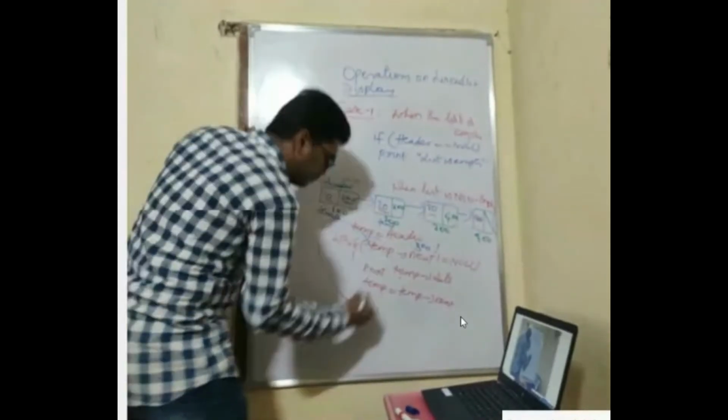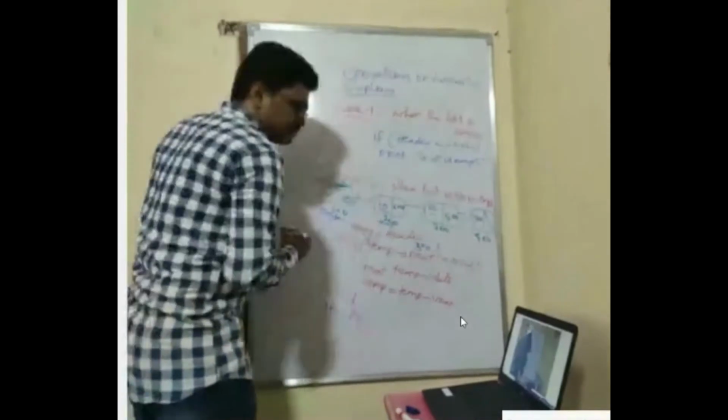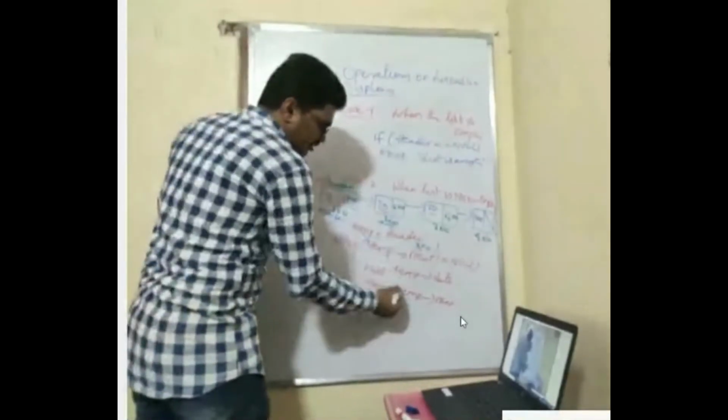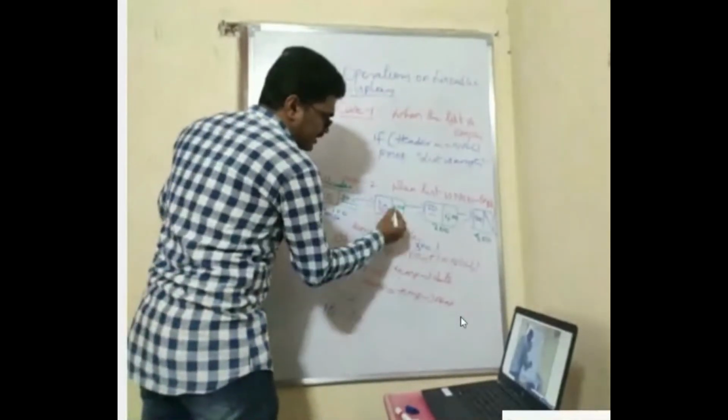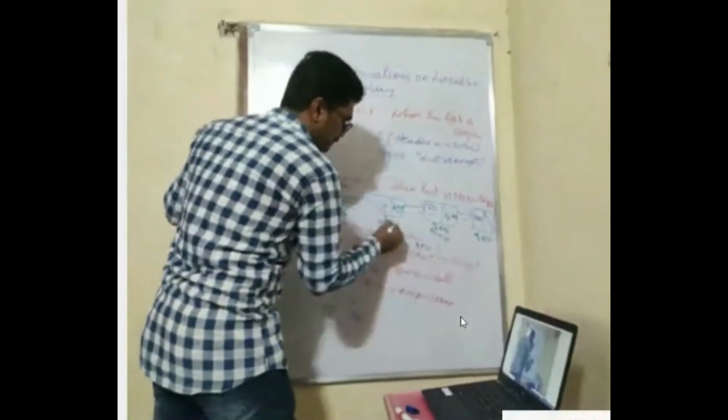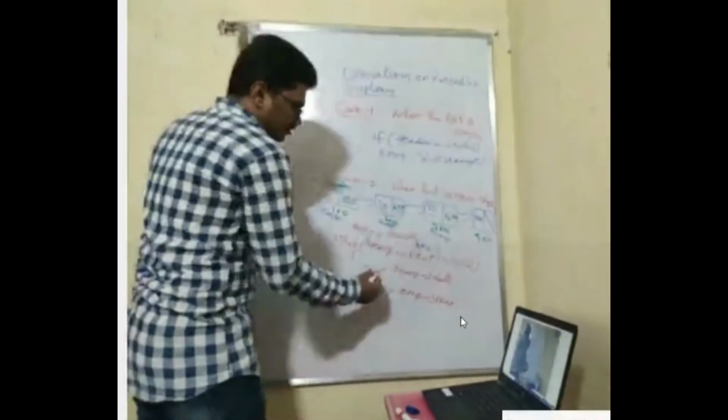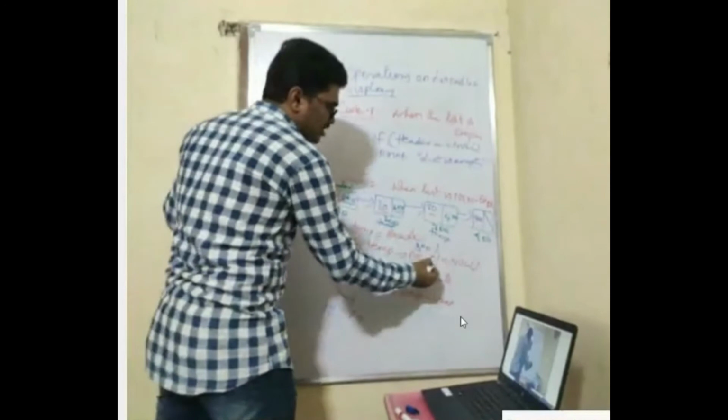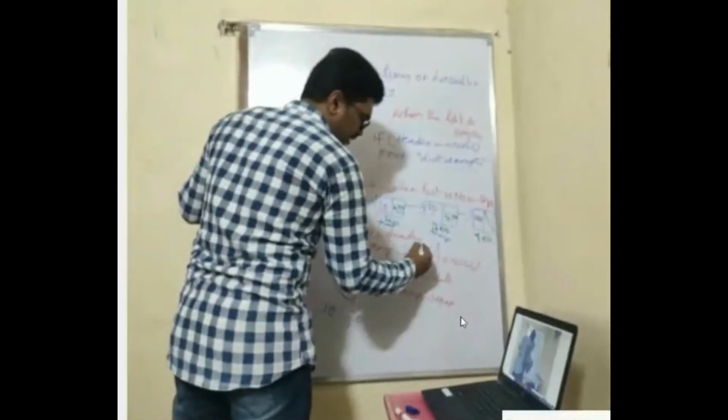What is the temp data? 20. Is that right? So again, we'll move temp to the temp next. What is temp next? 300. So temp will come here. It moves to the next one. So again, I'll check the condition. Temp next not equal to null. 400. 400 is not equal to null.